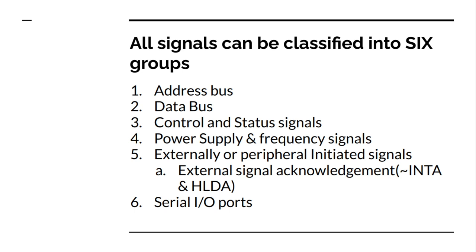Then we have the power supply and frequency signals. Then we have externally or peripherally initiated signals, for example the keyboard or the mouse or the monitor. So these are all peripherals. And we have external signal acknowledgement, that is INTA and HLDA. Then we have serial input output ports. So these are the six basic signals, and we can classify all the signals into these six groups.